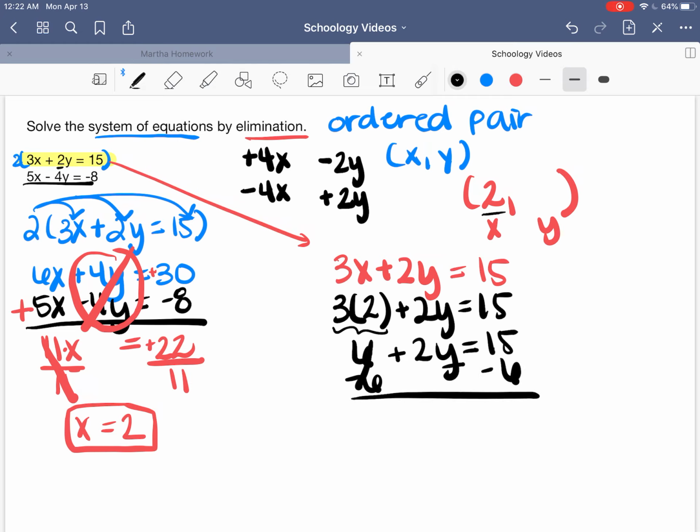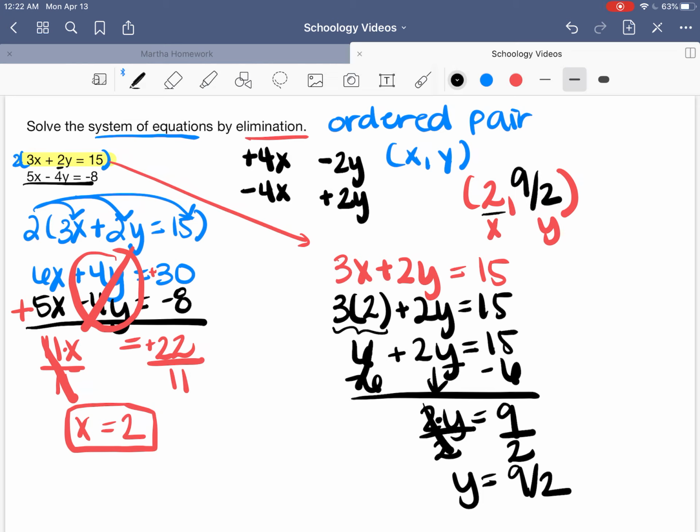6 minus 6 is 0. You're going to bring down your 2y. And 15 minus 6 is 9. All right, to leave my y by itself, I have a times 2 in the front. So to get rid of that 2, I would divide by 2 on both sides. So y is equal to 9 divided by 2. It's okay that you have a fraction for your y. All right, so this would be my final answer. And that's it.